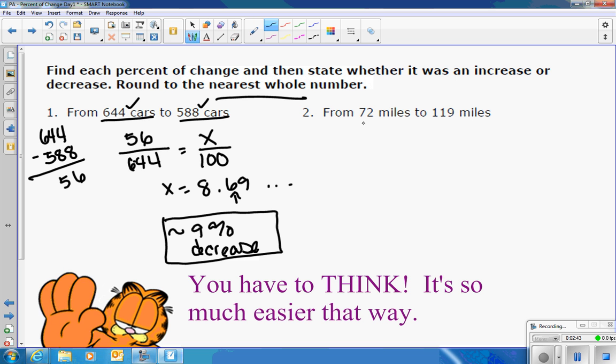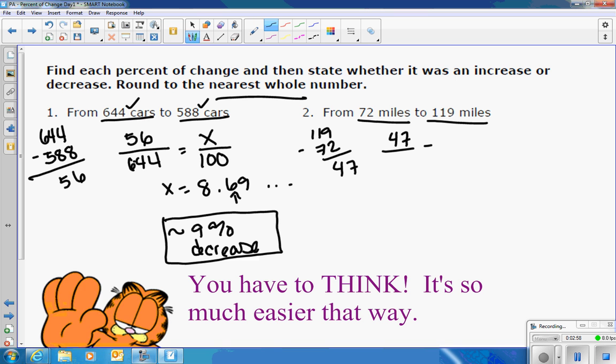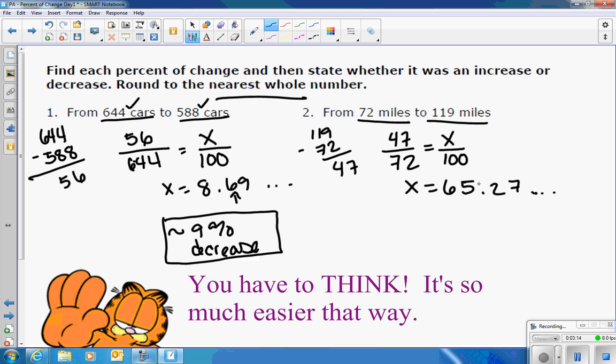Say you're looking for the percentage that your mileage increased. If you went from 72 to 119, that's a change of 47. So 47 is what percent of my original? Well, when I cross multiply and divide, it's about 65% increase.